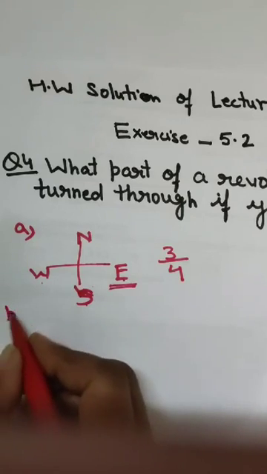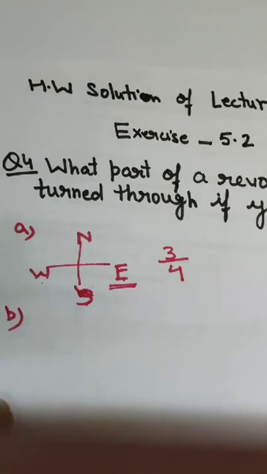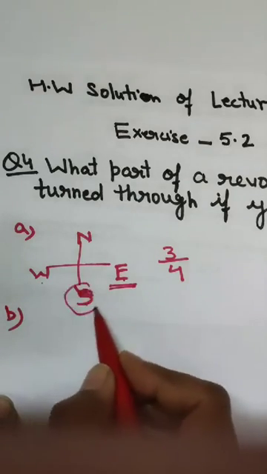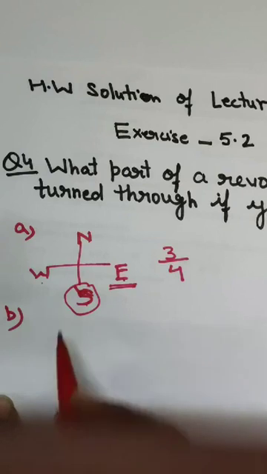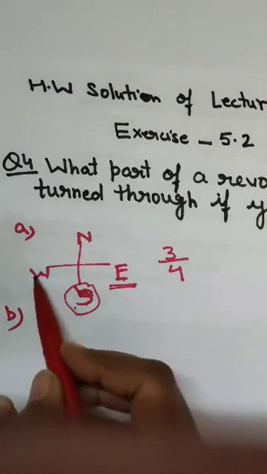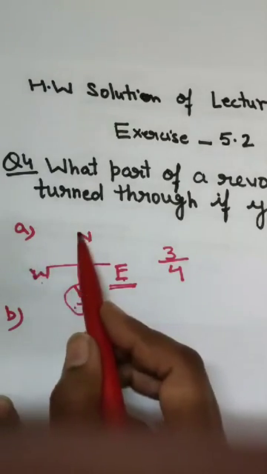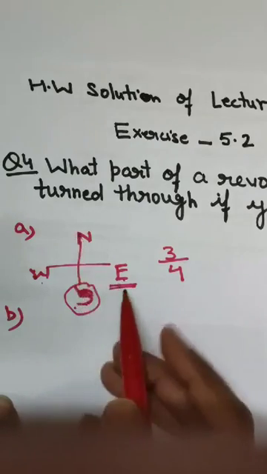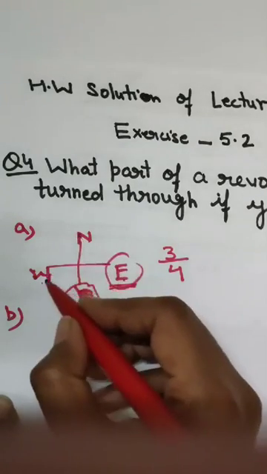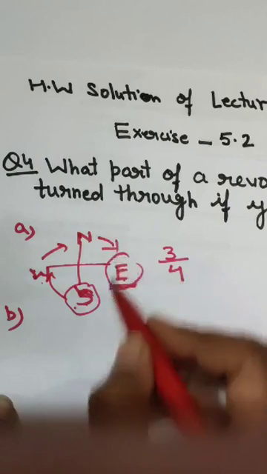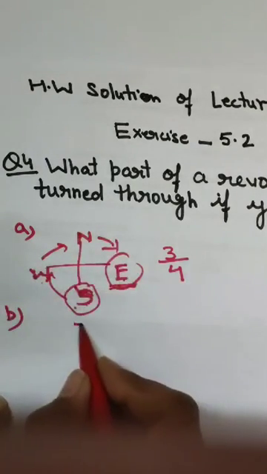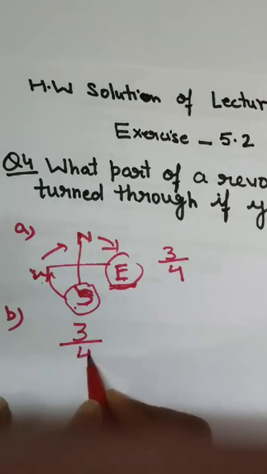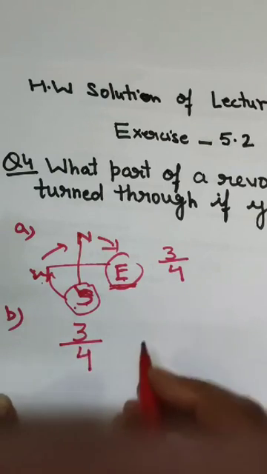B part is, you are facing towards south and turn clockwise to face east. Now south to west 1, west to north 2, and north to east 3. Here you have moved like this. Again you have covered 3 right angles. So you have covered the fraction 3/4.